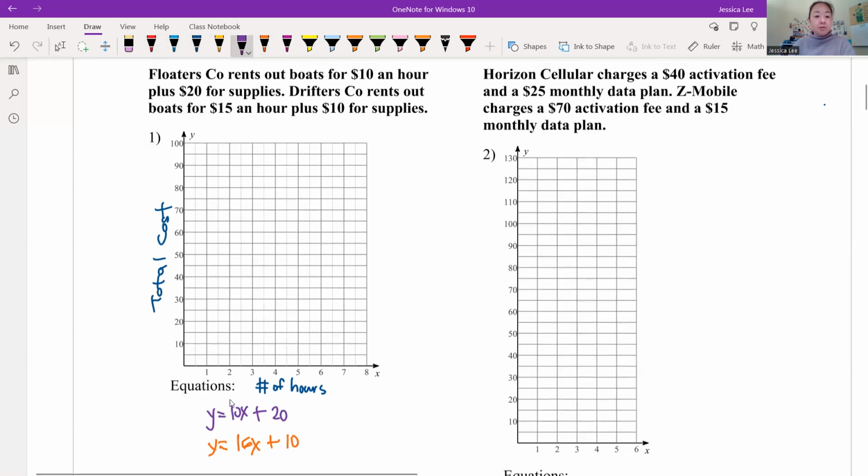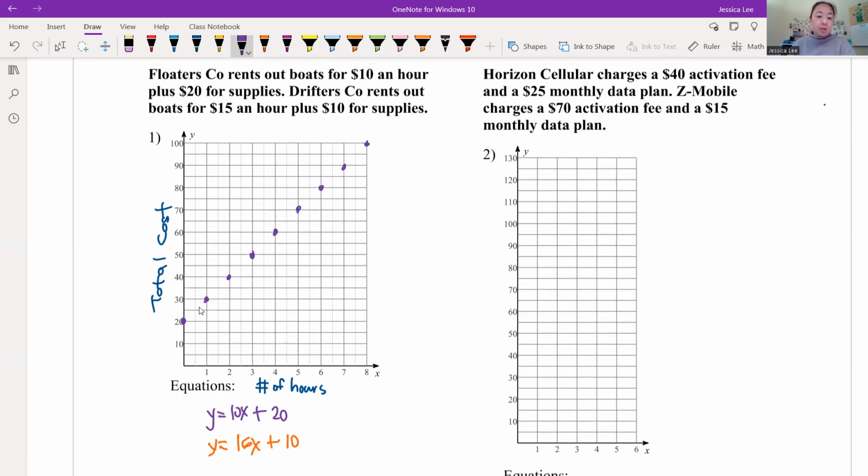So let's graph this. We can graph this guy out. So let's take a look. We're starting at 20 bucks. So if we don't ever rent it, but we just want the supplies, that's 20 bucks right there. But now we're renting. So after 1 hour, that's going to be an additional 10 bucks, which goes to $30 altogether, right? And then every hour it's another $10. Do you see our slope is 10 over 1? We're just going to go 10 over 1.